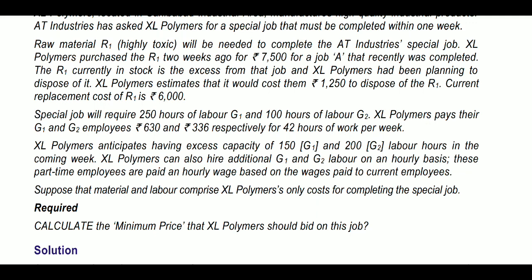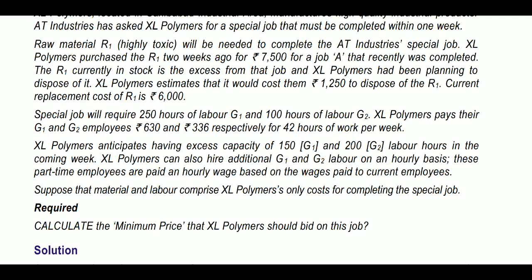Excel Polymers pay their G1 and G2 employees 630 rupees and 336 rupees respectively for 42 hours of work per week. So if they work per week, they will get their amounts of 630 rupees and 336 rupees. We want 250 hours from G1 and 100 hours from G2.